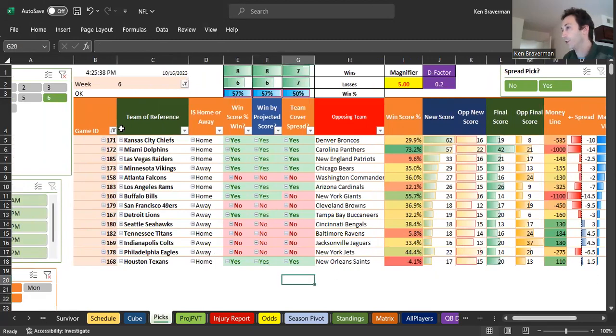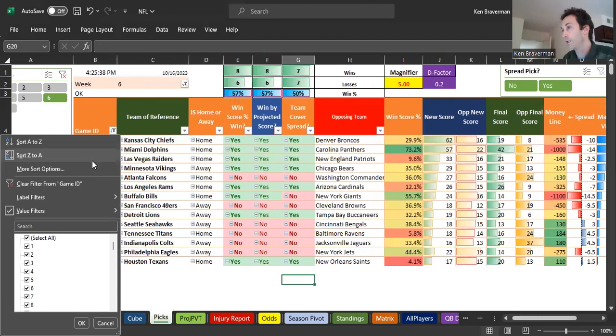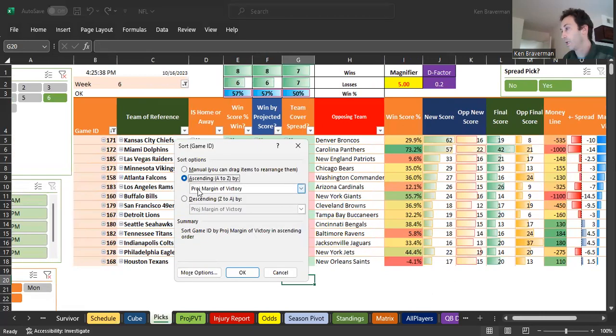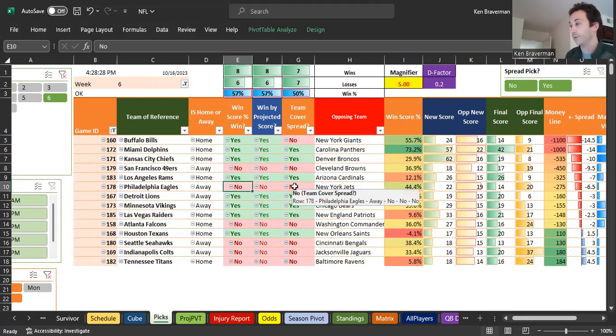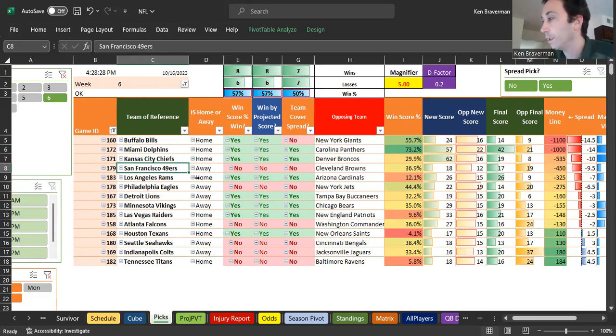One way you can look at that is when you sort this, instead of by projected margin of victory, ascending by money line. Look at how much worse this was with the Niners up here. It's actually not that much worse, but it did have the Niners and the Eagles as big favorites that lose. If you had the survivor pool pick of the Niners or the Eagles this week, you got spanked, but our Miami game ended up winning.